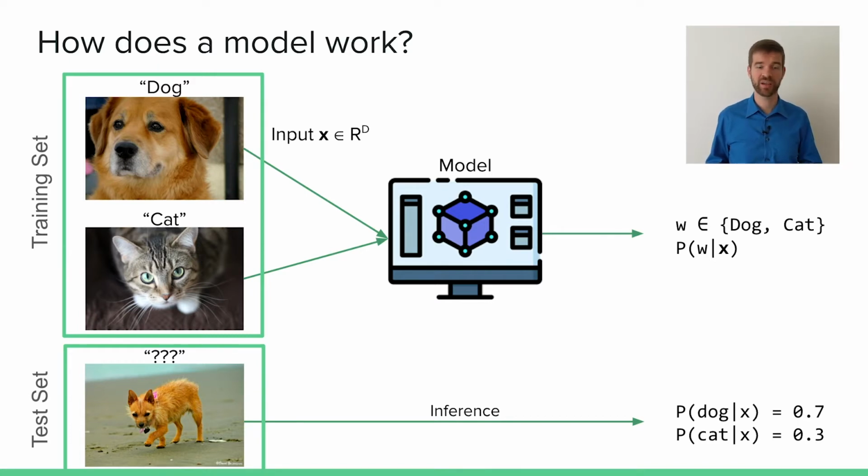If the network outputs a probability, in this case it could say, well, it thinks with a probability of 0.7 that it's a dog, and with 30% probability it's a cat, then we would call this model a probabilistic model. And that kind of model is the most common one that we will be talking about.